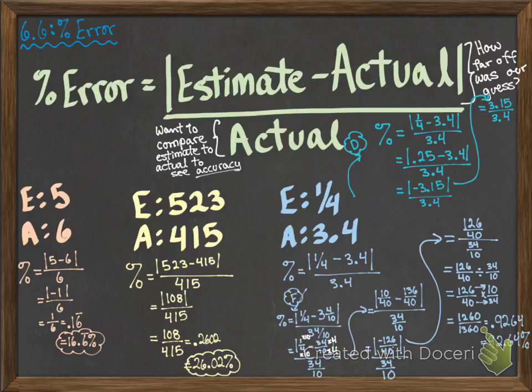That's just a fraction. I can divide that and turn it into a decimal using long division. If you go into your calculator and divide that, you get 0.9264, which turns into 92.64%, which is exactly what we got the other time. So it doesn't matter if you do decimals or fractions, you get to the same point. All right?